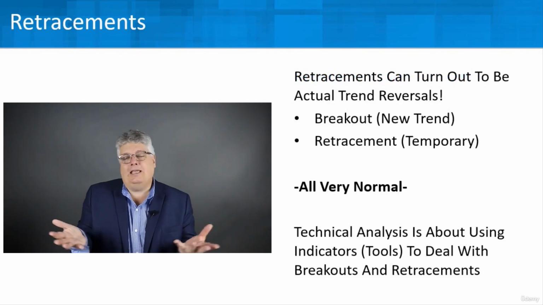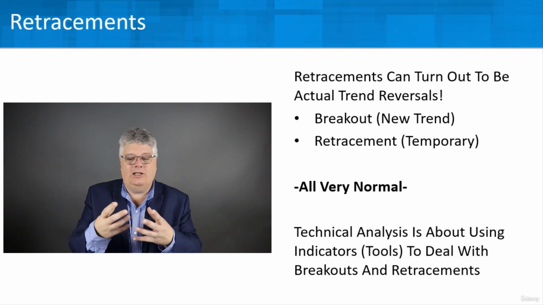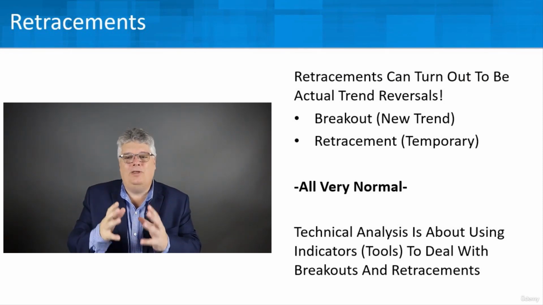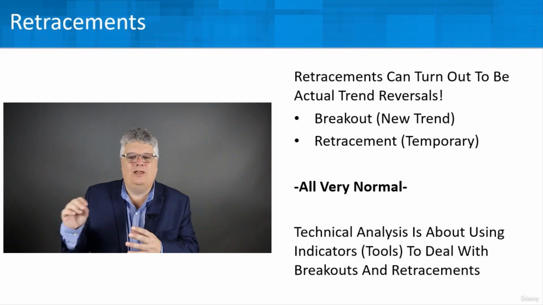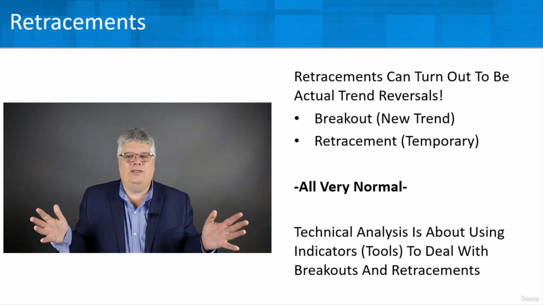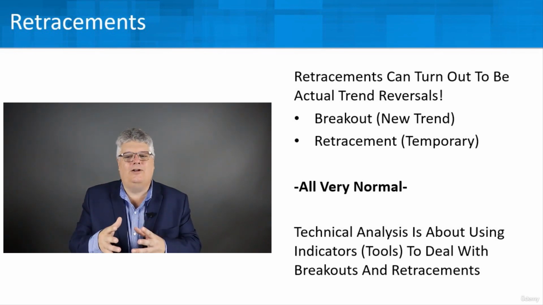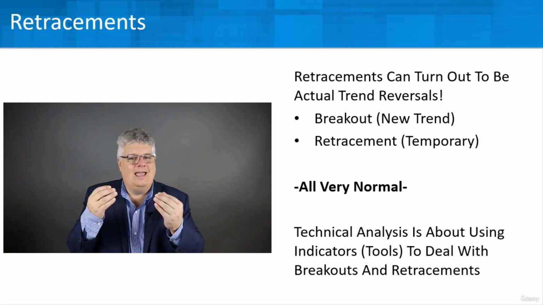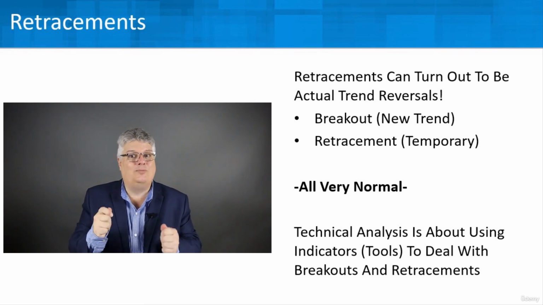So retracements can turn out to be actual trend reversals. It looks like a retracement, but really it's a breakout and you have a new trend. Or it might be a true retracement, just temporary, and then it goes back to the way it was trending. All this is very normal. With the technical analysis and indicators we're going to be using, we'll be able to deal with both breakouts and retracements, identify great opportunities to purchase, and also identify times when we might need to sell and get out as well. It works both ways.